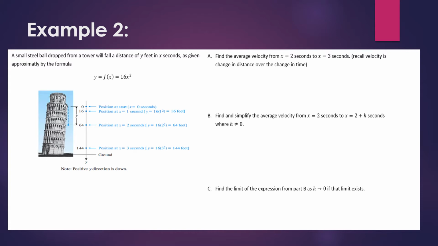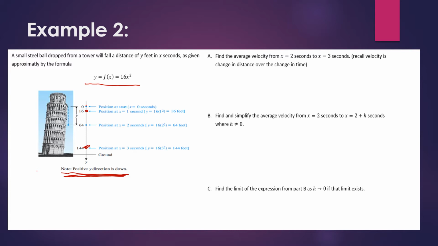Example 2, it says that a small steel ball dropped from a tower will fall a distance y feet in x seconds, as given approximately by this formula here. y equals f of x, which equals 16x squared. So here in the image, they tell us that position at 0 seconds is right here at the top. After 1 second, we drop down to 16. After 2 seconds, we're at 64. After 3 seconds, we're at 144. And they want to make the note that we're saying that down is the positive y direction in this case.